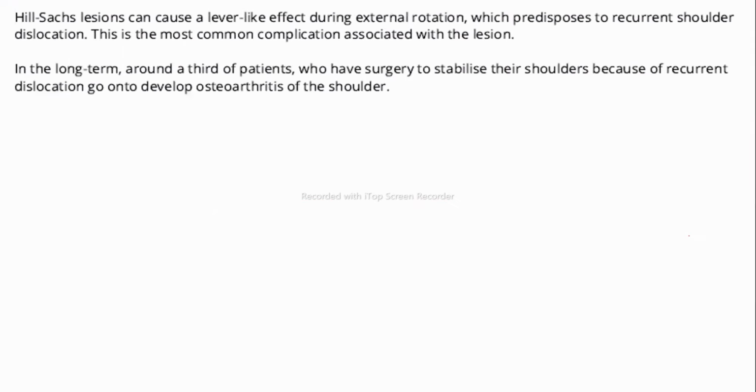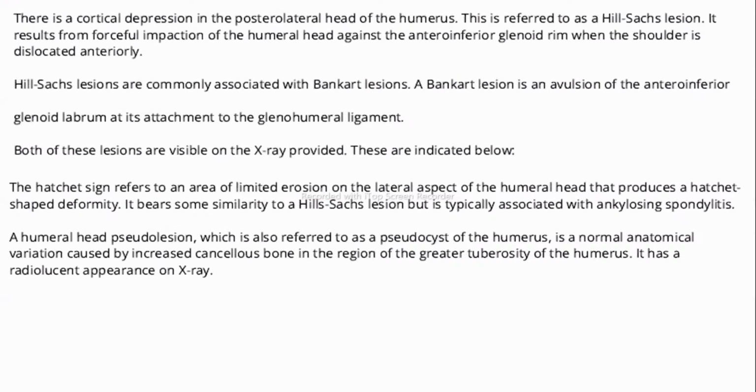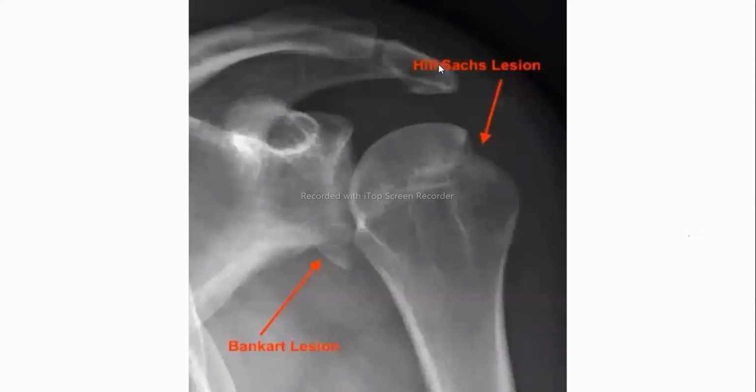Okay. Doctor, what is this lesion? Hill-Sachs lesion. Okay, thank you. So the above one, depression here. This curve should be continued, right? This depression means Hill-Sachs lesion, and because of this lesion, he can get recurrent dislocation, and this lesion, Bankart, the Hill-Sachs.